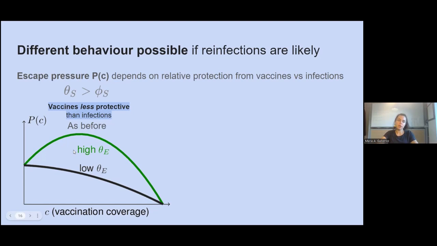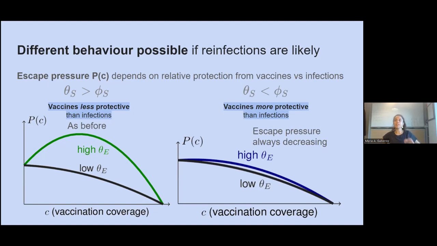But if we do change the relative protection so that the protection from vaccines is stronger than the protection that you get from infection, and this might actually be true for some vaccines or for some pathogens, I'm not saying that it was the case with any particular COVID variant or COVID vaccine, but it could be the case if we had really good vaccines, then here the result is actually quite different. It doesn't matter what theta e is, the risk of escape is always decreasing.